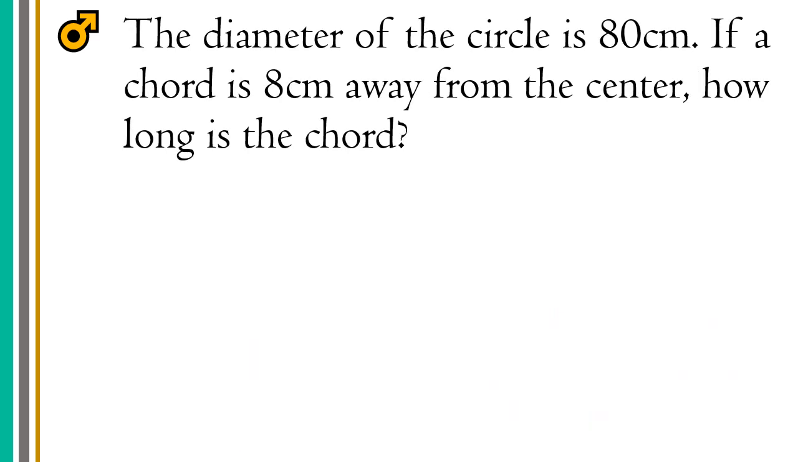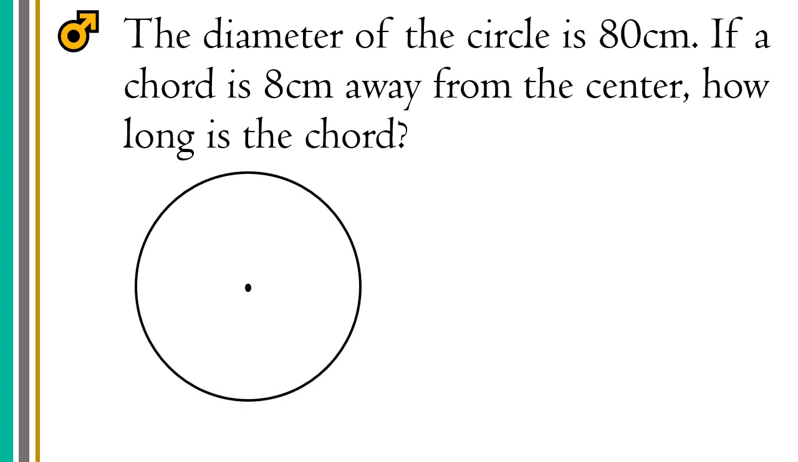Next problem, we do have the diameter of the circle is 80 centimeters. If the chord is 8 centimeters away from the center, how long is the chord? Now let us have our illustration again. So representation for diameter, for chord, and of course for the distance of the chord from the center of the circle. And let us put labels so that we can easily identify or name the given segments that we are going to use for our process.